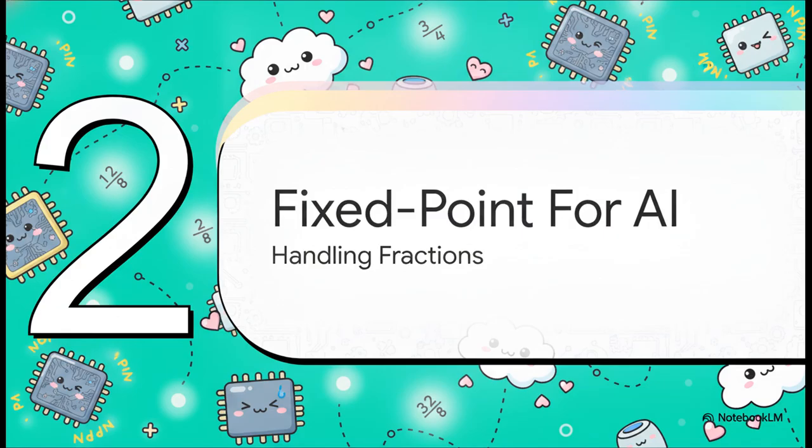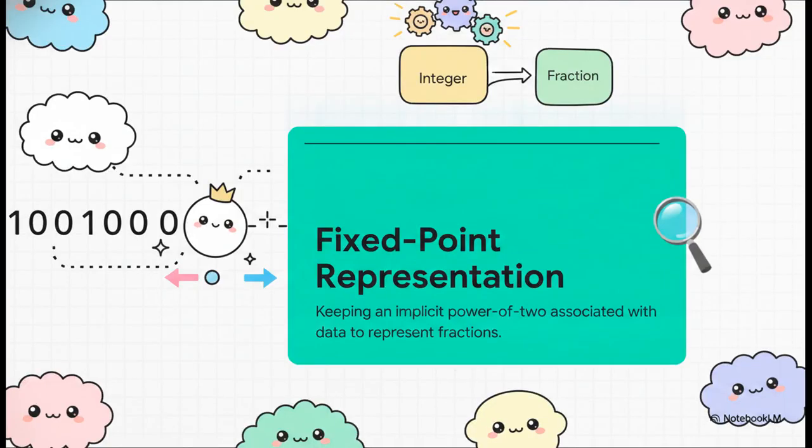Moving right along to Section 2, fixed point for neural networks and how we handle fractions. Okay, so we've got positive and negative integers completely figured out. But now we face a totally modern hardware problem. Complex systems, especially AI and neural networks, absolutely rely on fractions for their weights and calculations. Traditionally, computers use these incredibly complex floating-point processors for fractions, but they are expensive and, man, are they power-hungry. That is not great for efficiency.